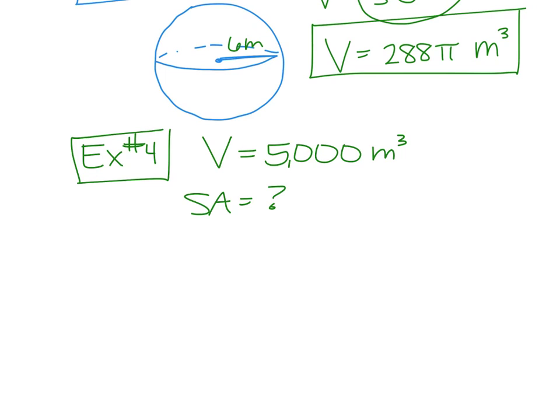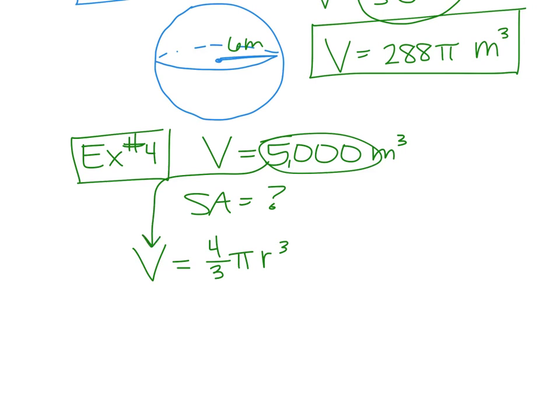So the way we do that, our volume formula is 4/3 pi r cubed. So we're going to plug in what we know, which is this 5,000. So we're just going to put the 5,000 right here. 5,000 equals 4/3 times pi times the radius cubed.